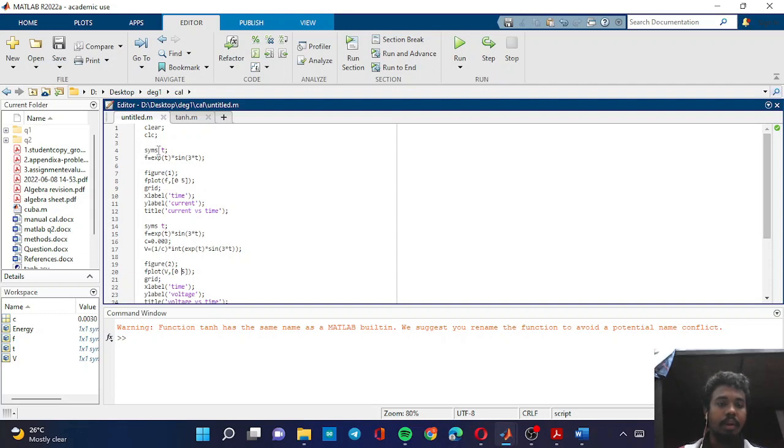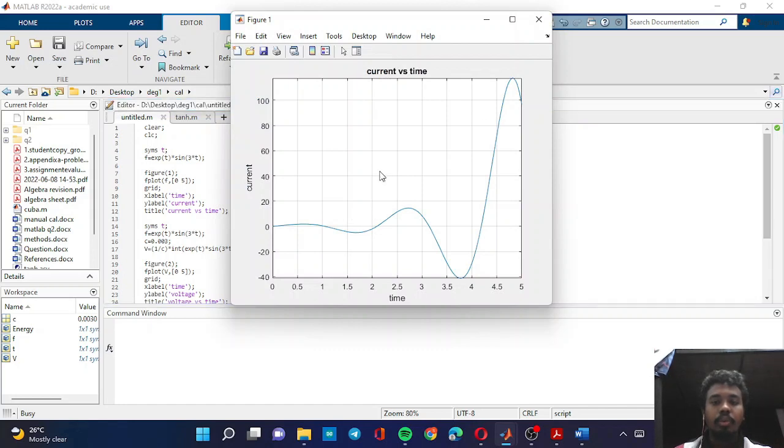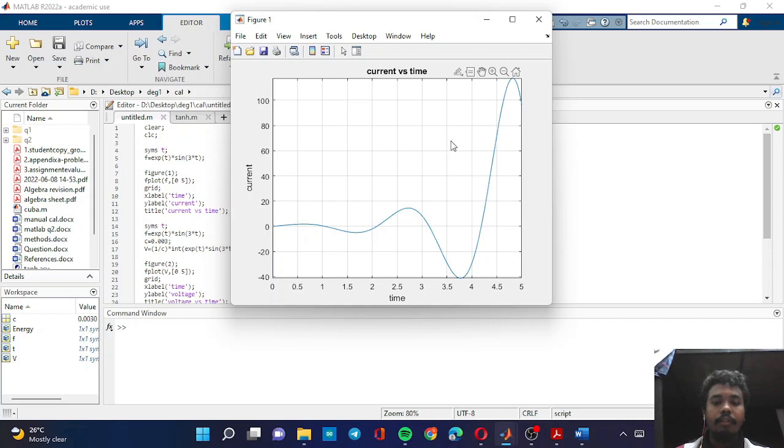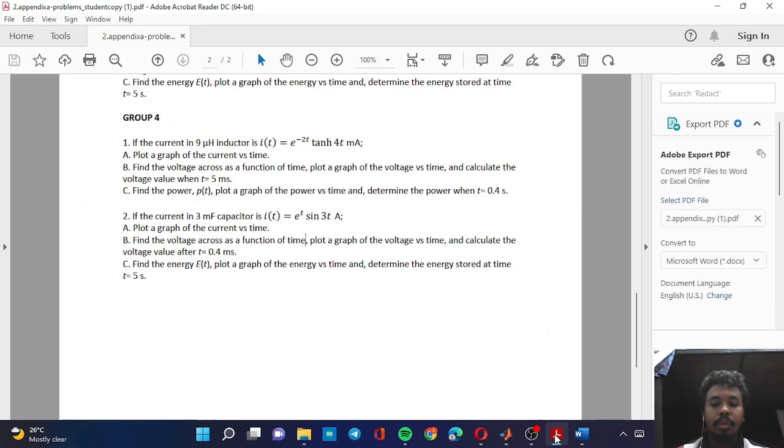This is the coding for question 2a. I use syms t to define a variable t and the equation for current, and then I use fplot to plot a graph of the current versus time, and then I press run to show the graph of current versus time. So this is the graph for the current versus time. The current maximum is 100 here, at time 5. And then we go to question 2b.